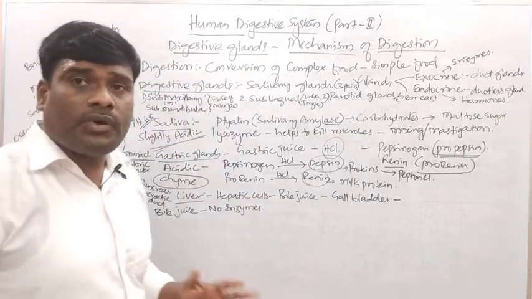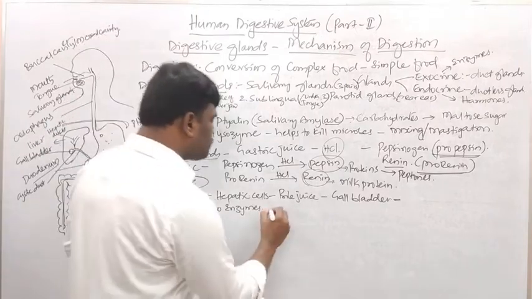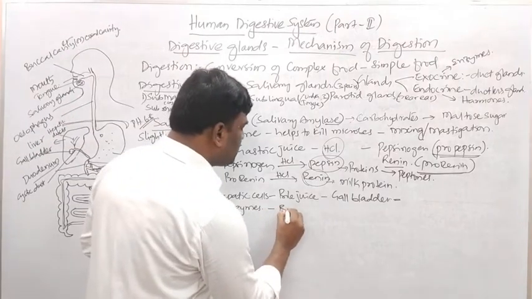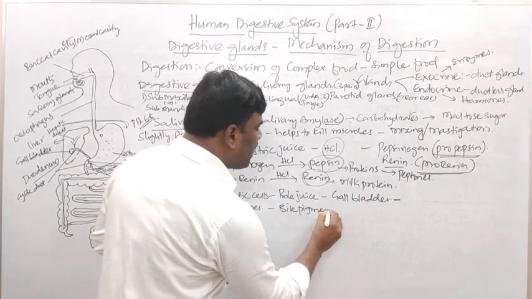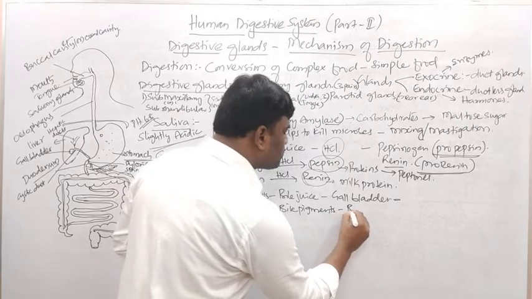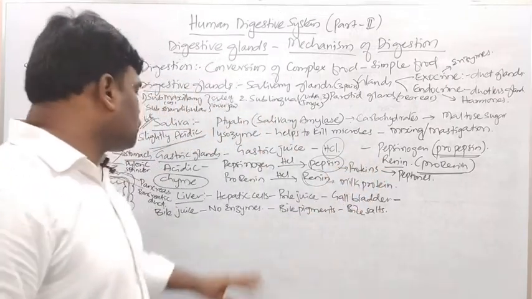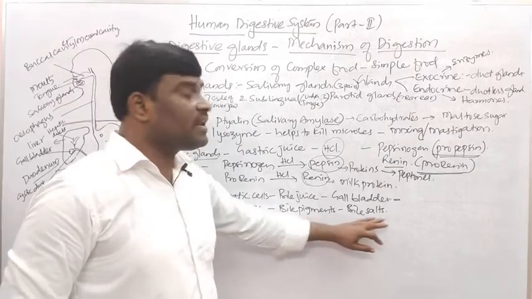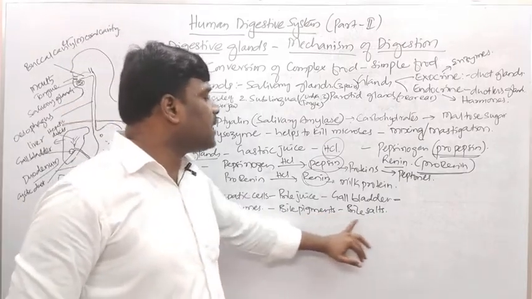There are no digestive enzymes in this bile juice, children. Bile juice consists of two things: bile pigments and bile salts. So what is the function of these bile pigments and bile salts?